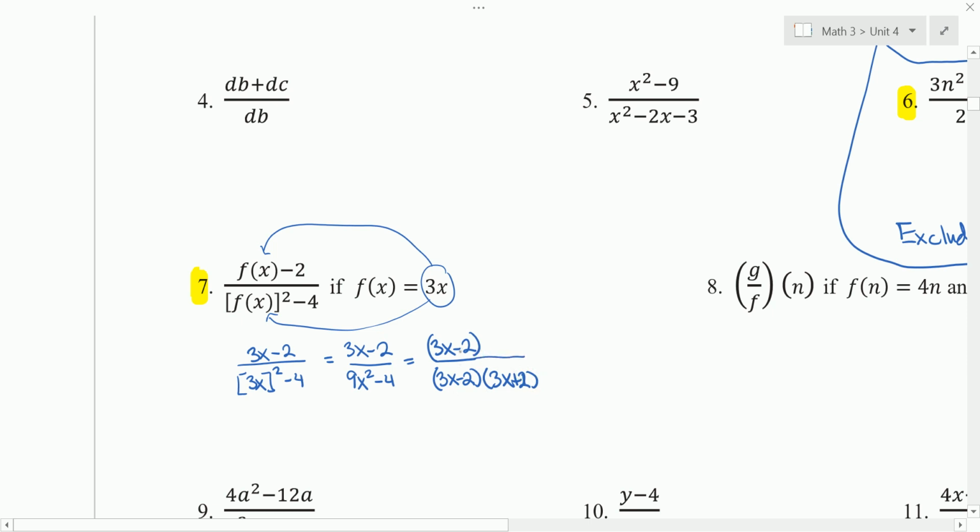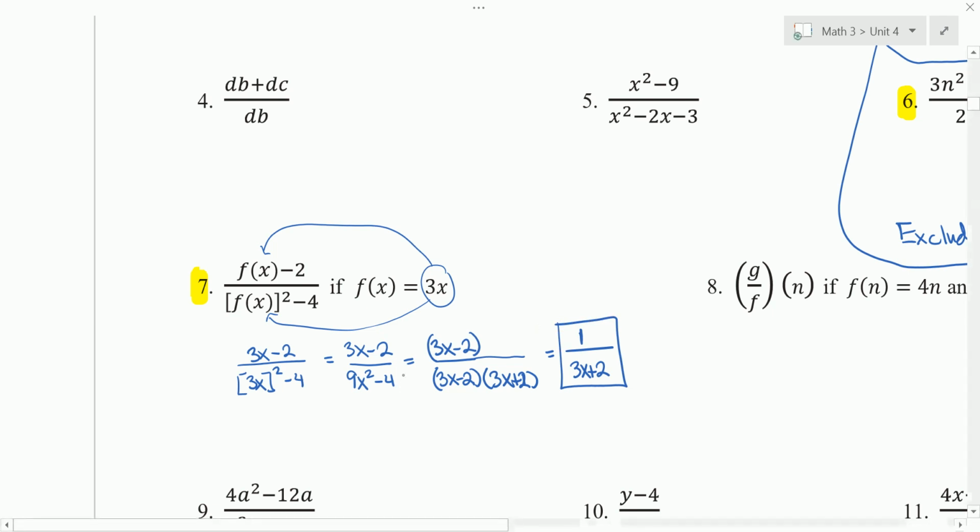So I'm going to divide top and bottom by 3x minus 2. If you divide the top by 3x minus 2, you end up with 1. If you divide the denominator by 3x minus 2, you get 3x plus 2. So that's our reduced fraction. Again, we don't want our denominator to equal 0.